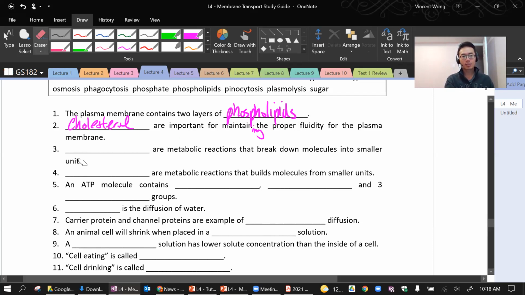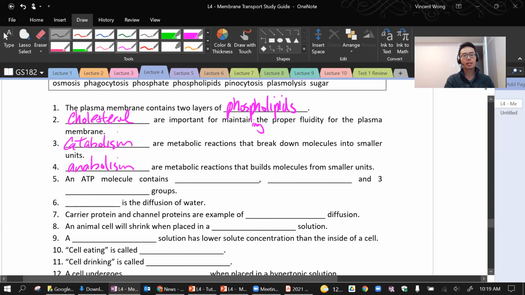Breaking down molecules into smaller units, that would be catabolism. And then the opposite of catabolism is anabolism. Catabolism, kata is the same root word as catastrophe. And in a catastrophe, everything breaks down. So in catabolism, you break things down. That's how you can remember it if you're getting confused.